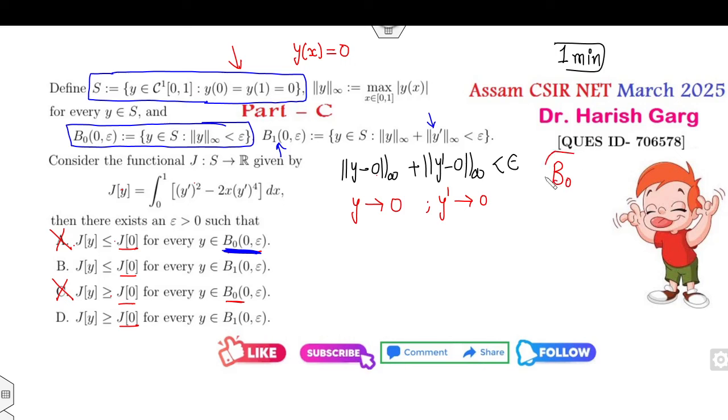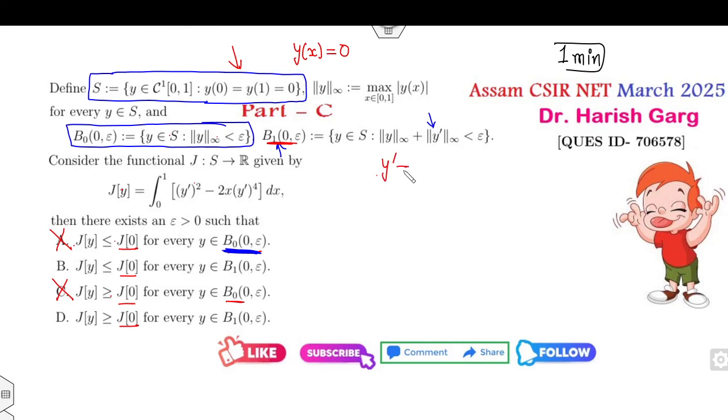b0 में हमने क्या लिया था? b0 में y dash कुछ भी हो सकता था. y dash is my alpha. Alpha can be greater than 0, less than 0 or is equal to 0. But अब b1 में आपको क्या कह रहा है? y dash is also convergent to the 0. That means अगर मैं इस केस में भी y dash की वैल्यू को एक अल्फा ले लूं अपनी तरफ से, so that means alpha is very very near to the 0.